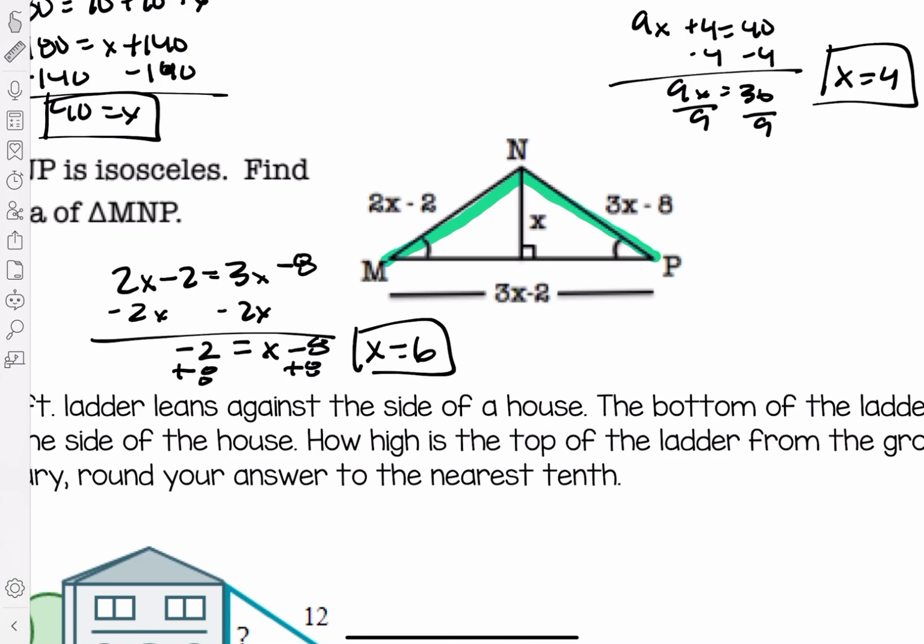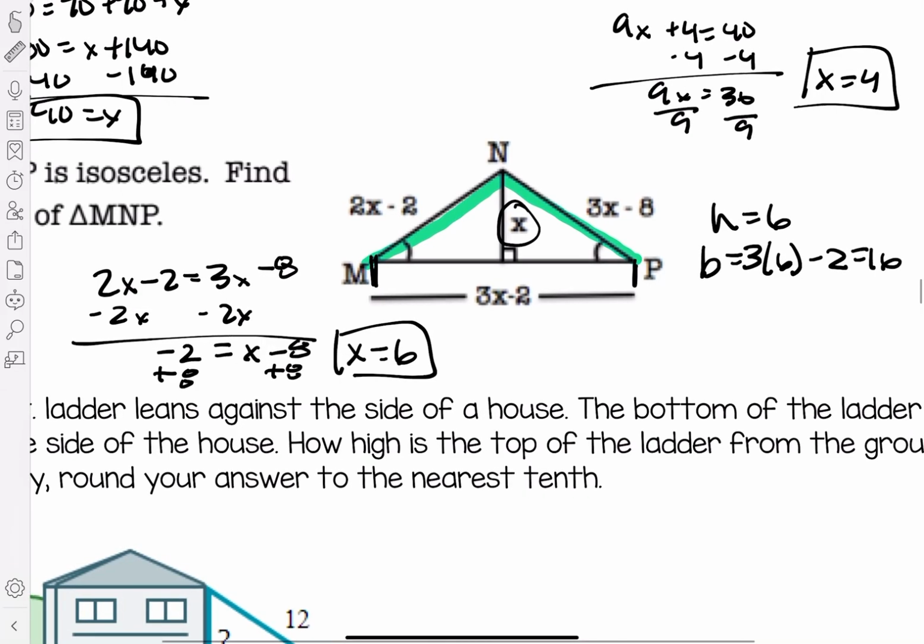This means I can find the height just by plugging it in, which is just 6. So I get the height of 6. The base is from here to here, which is 3x minus 2. So this is 3 times 6 minus 2, which is 16. So then for the area, I go base, which is 16, times the height, which is 6, divided by 2, which when I do that, it simplifies to be 48.